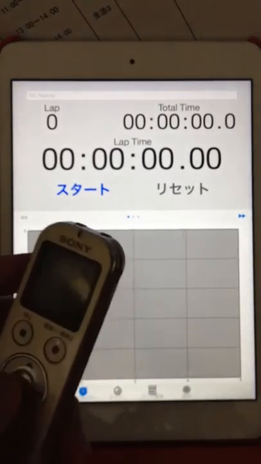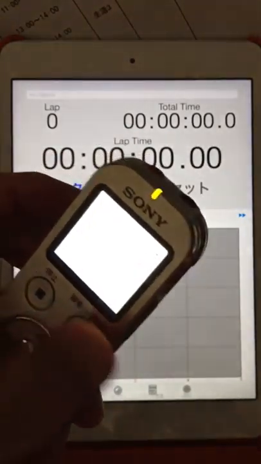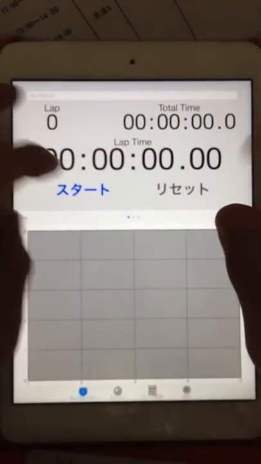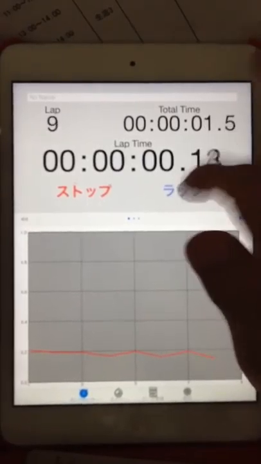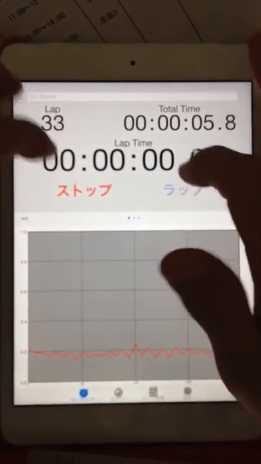Today's experiment is on time progression. Let's start by tapping. 1, 2, 3, 4.